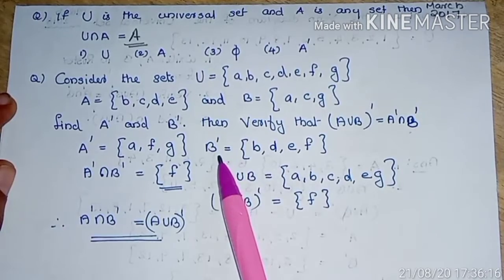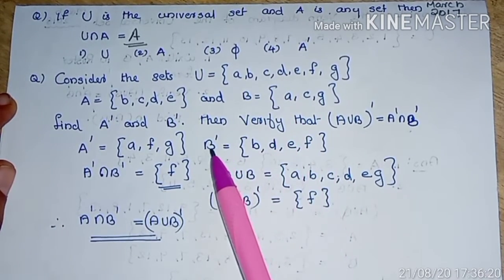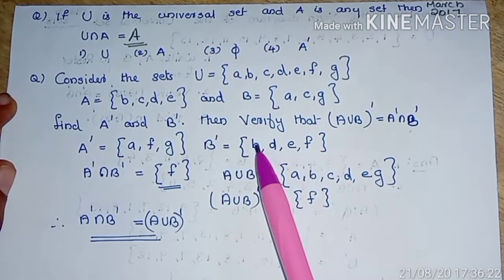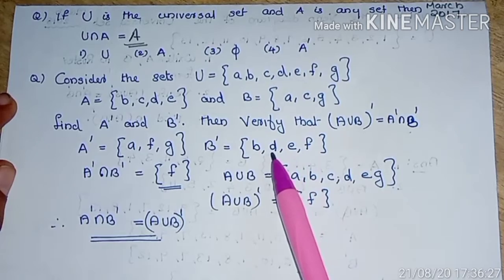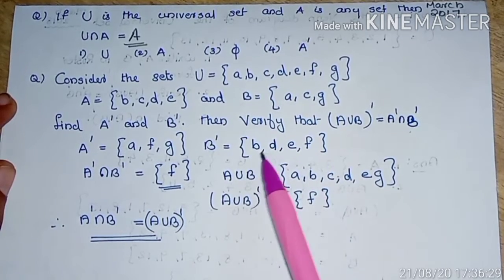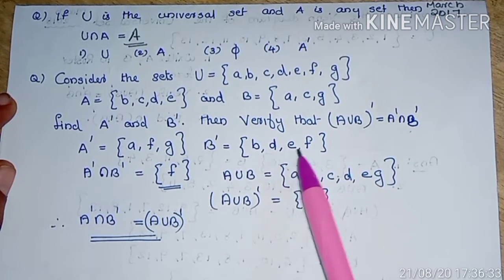Then B'. B has A, C, G. Elements other than B in U. Which are they? B' equals B is possible. C, G is not possible. D, E, F. Okay, B, D, E, F. B' has elements B, D, E, F.